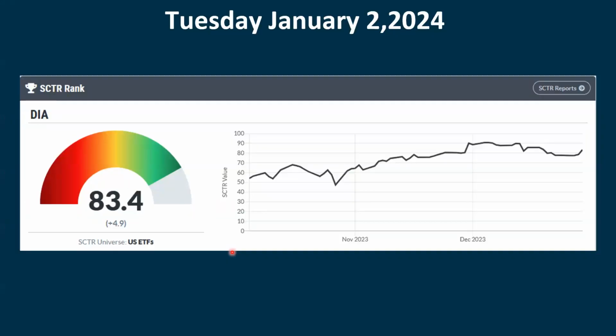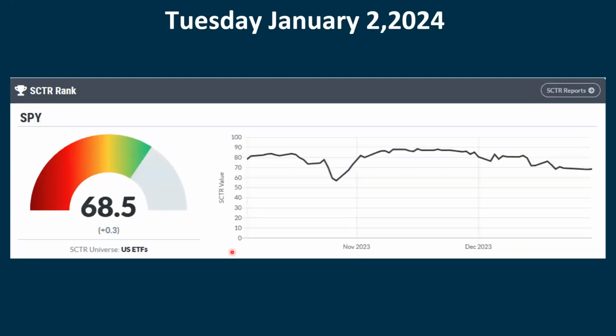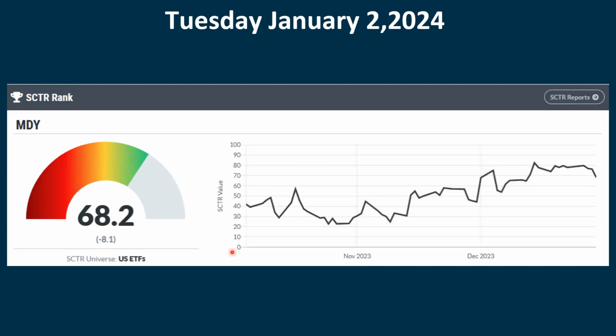Then in third place is the Dow at 83.4. In fourth place is the S&P 500 at 68.5. We've been seeing some weakness there. And then in last place are the mid caps at 68.2.